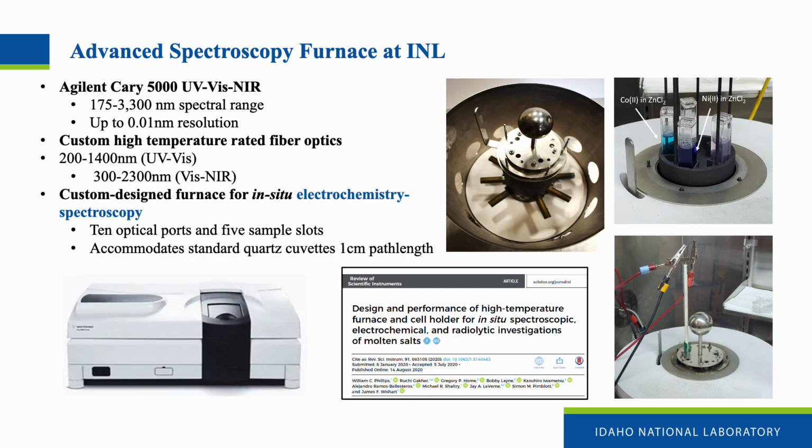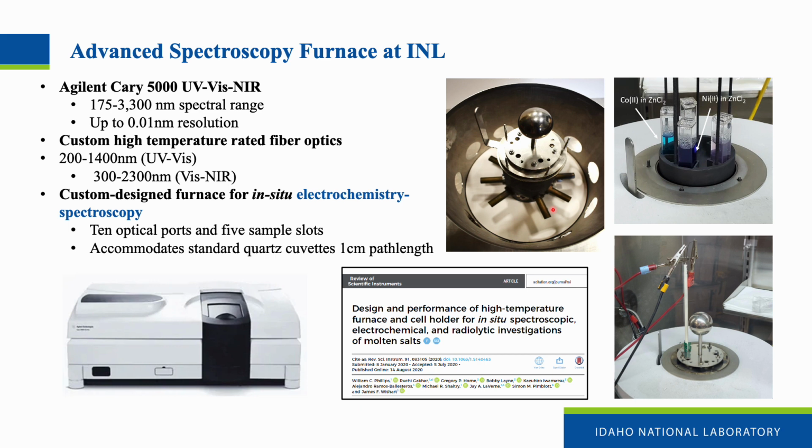So I will start with one of the main tools I use for these projects, which is spectroscopy. This is the setup we have at Idaho National Lab. We have a furnace that's designed to do multiple spectroscopy techniques. We have 10 optical ports, and a cuvette holder that can hold up to 5 cuvettes, and we were the first to design this. And this is housed inside an inert atmosphere glove box.